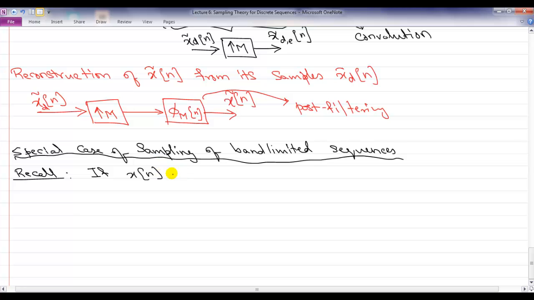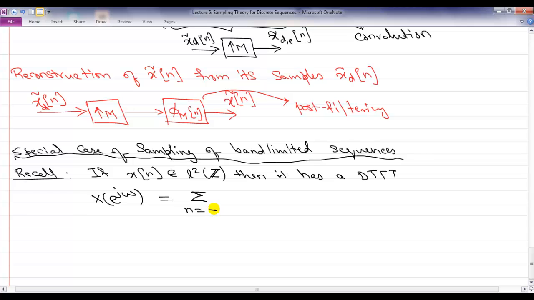If x[n] is a member of l2(Z), then we know that it has a discrete time Fourier transform, which we will be calling X(e^{j omega}), which is simply given by the sum over n from minus infinity to infinity of x[n] e^{-j omega n}, where this omega is in radians.